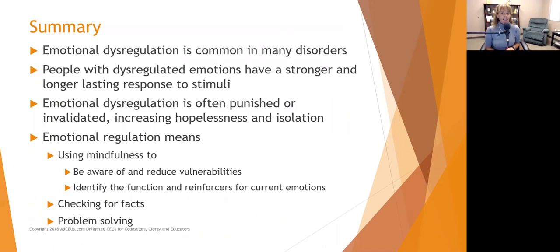Emotional regulation means using mindfulness to be aware of and reduce individual vulnerabilities. And those are emotional, mental, physical, and environmental vulnerabilities. If you think back to the Myers-Briggs, there are certain environments that are more stressful to introverts, who don't tend to like to be interrupted. They tend to like to have quiet time where they can think before they have to talk. They don't want to have to process on the fly. And extroverts tend to just be the opposite. They tend to like to be in environments that are active and busy, and they can talk things out.